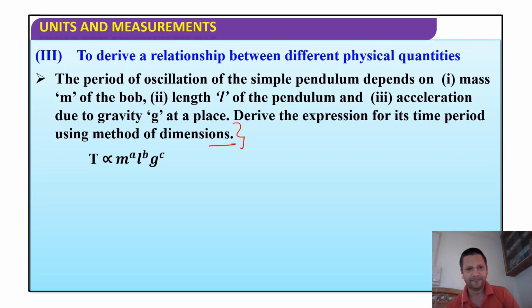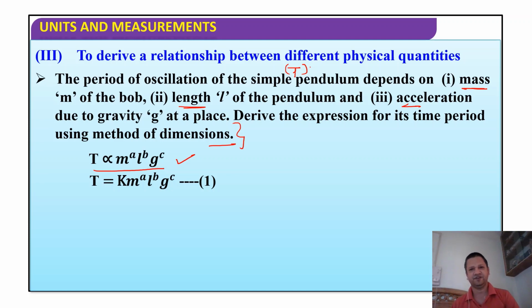So the first step is to write it this way: T proportional to m raised to the power a, l raised to the power b, g raised to the power c. Here m, l, g are the symbols for mass, length, and acceleration, and T is for the time period of the oscillation. Remove the proportionality sign and put the constant term k here, we get equation number 1. Now the question can be continued only if we know the dimension of each term, otherwise we will stop. In any relation, if we don't know the dimension of any of the terms, we are not able to proceed further from here.